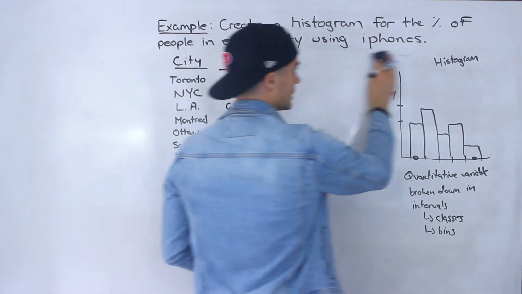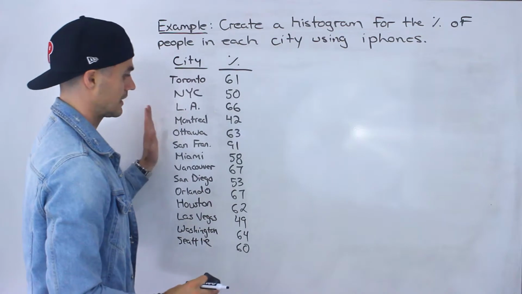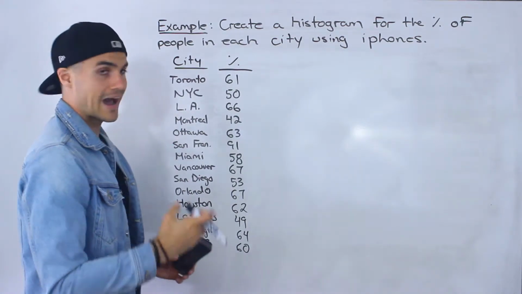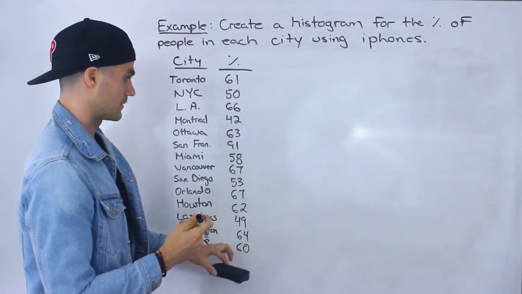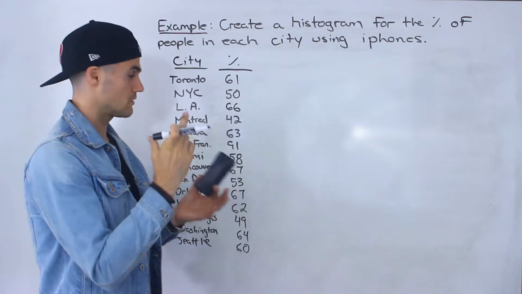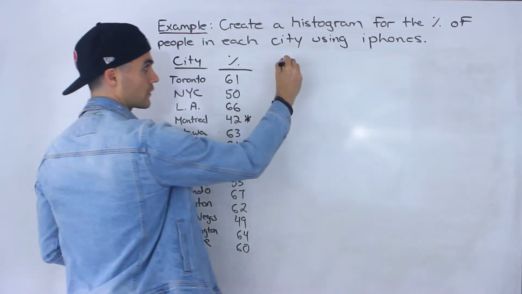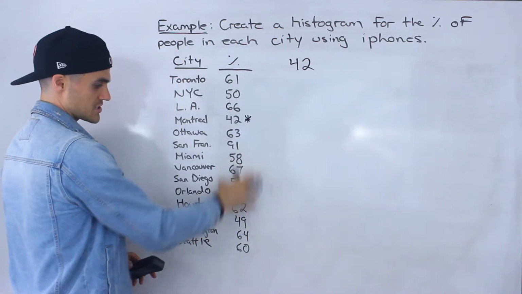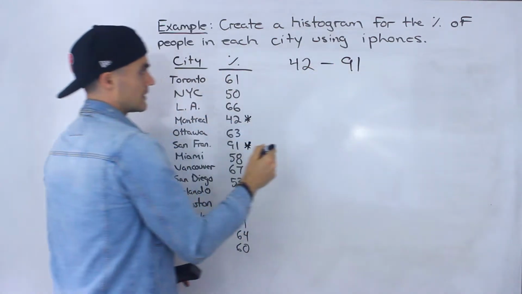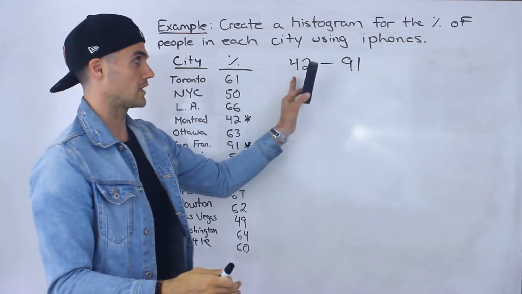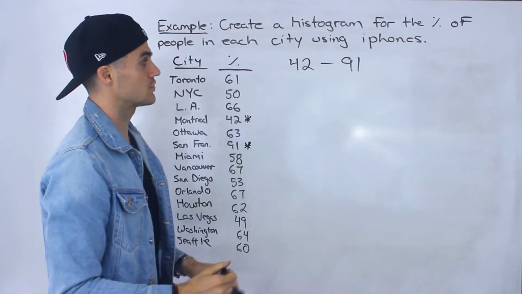Now let's show how to make a histogram given data like this. The first thing I personally like to do is look at the quantitative variable and find the smallest and the largest amount. The smallest amount out of all these is this 42 over here, and the largest is this 91. So the values fluctuate between 42 and 91, and all of them are in this range.